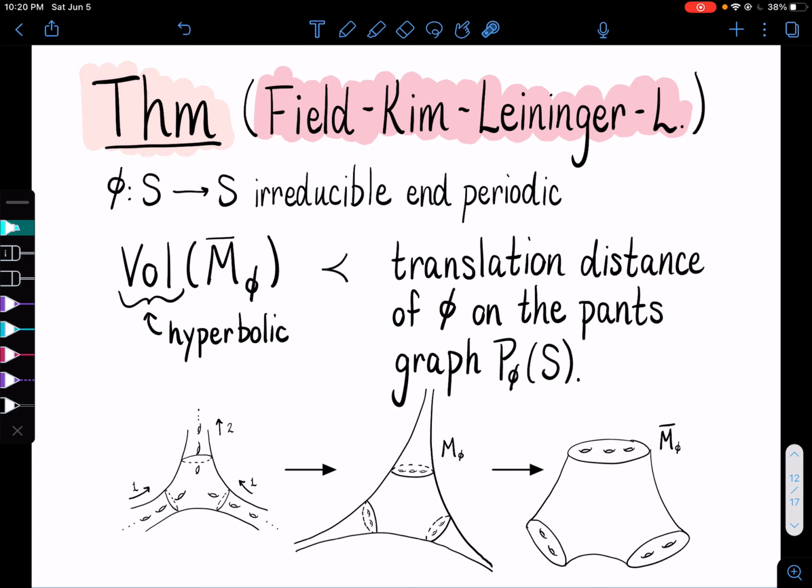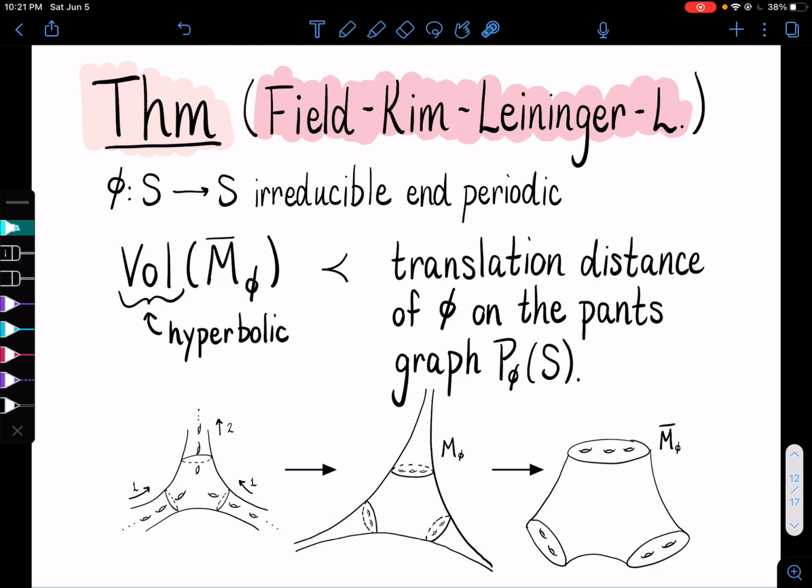And here, you may notice something a little different happening. When we talk about the mapping torus, I'm not actually just talking about the mapping torus, because if I look at the mapping torus of one of my periodic maps, here I've given an example, I'm going to get this cusped manifold. And so instead I'm going to look at this compactified piece, M phi bar. Okay, so I'm going to look at this convex core instead.